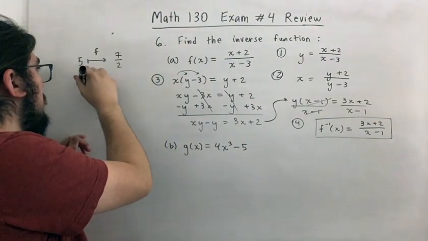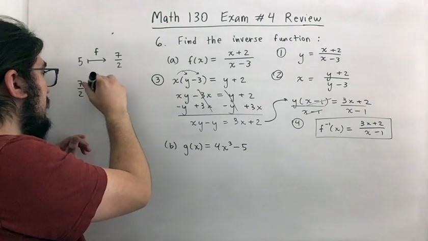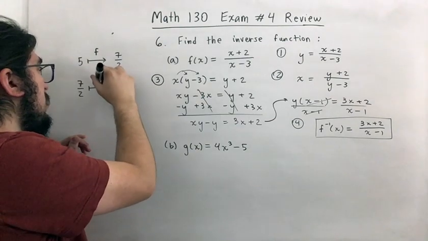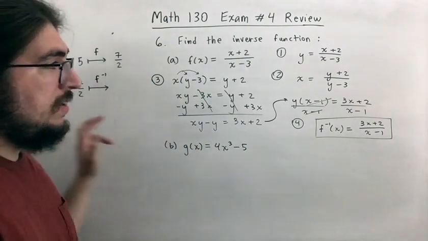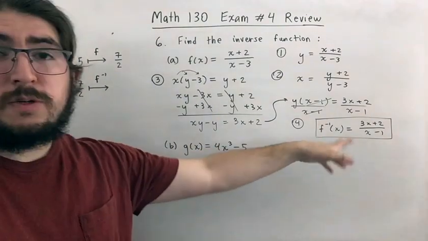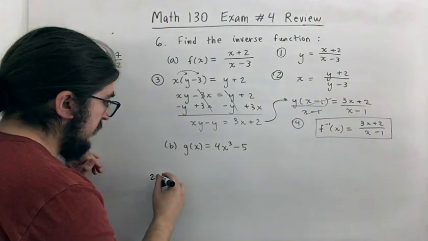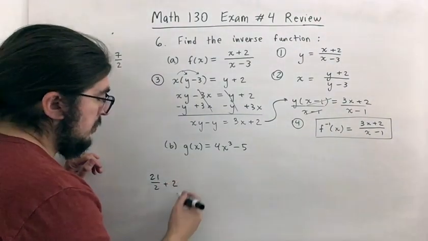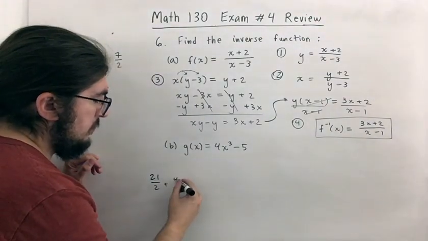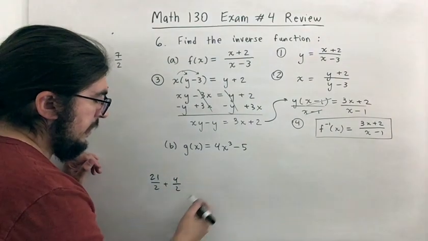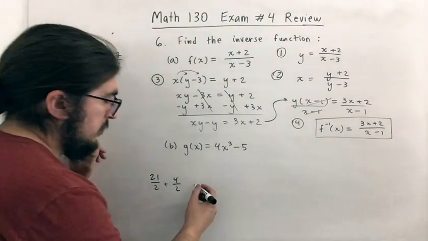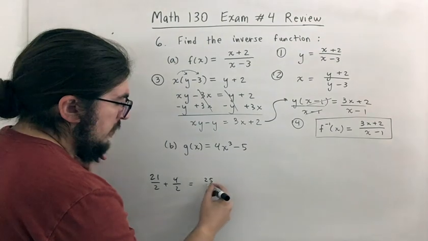Okay, so that's not too much fun because it's a fraction, but let's do it and see if we can. So plugging in 7 over 2 into f inverse. 7 over 2 times 3 is 21 over 2 plus 2. So let me try to do it over here. 21 over 2 plus 2. 2 is 4 over 2. You find a common denominator. So that ends up being 25 over 2. So the top is 25 over 2.